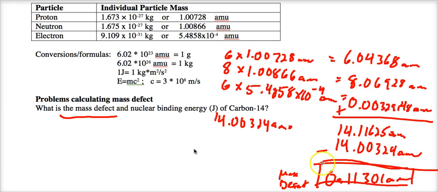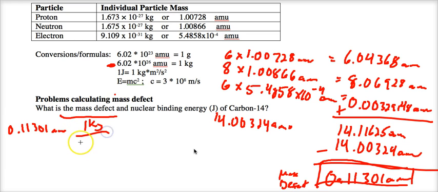So now we're going to run this missing mass through our E equals mc squared, but before we do that, since they want it in joules, and a joule is a kilogram meter squared over second squared, it doesn't have AMUs in the picture. We have to convert to kilograms. So I'm going to do that now. I'm going to take the 0.11301 AMU. Let me use this conversion factor right here.